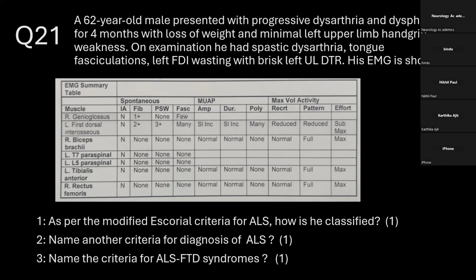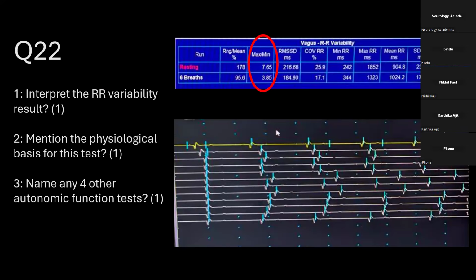Next question. Interpret the RR variability result. Mention the physiological basis for this test. Name any 4 other autonomic function tests.